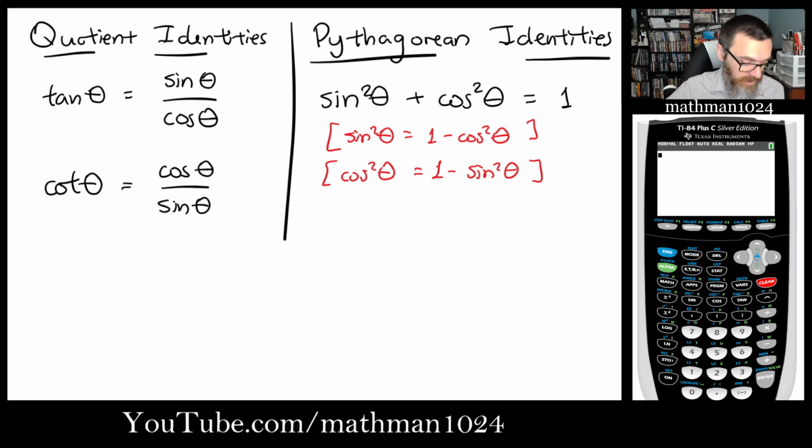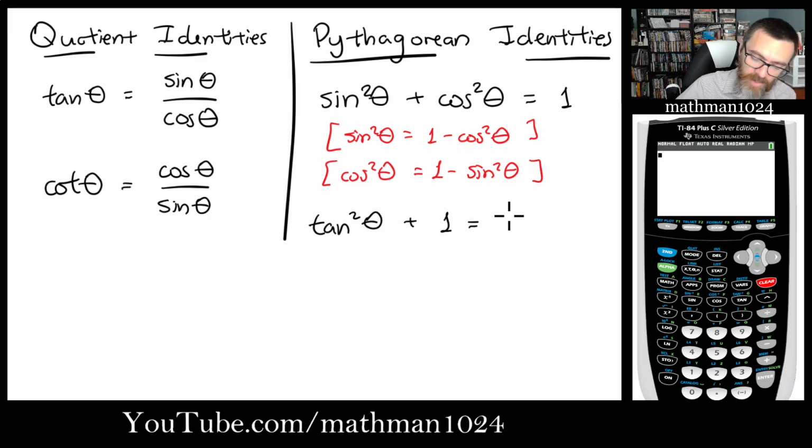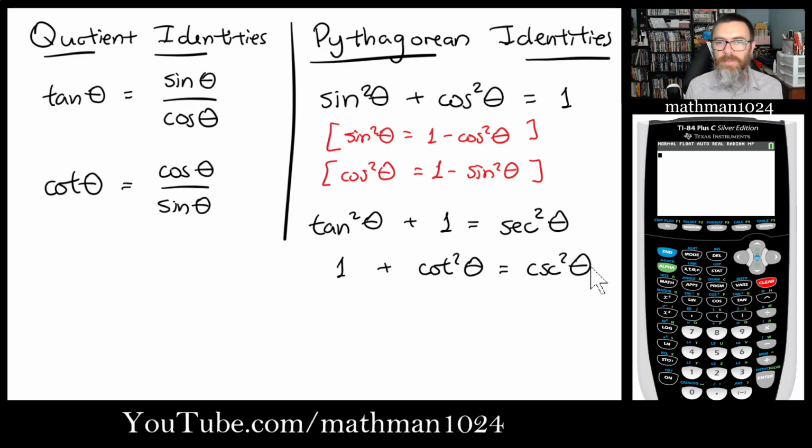The other ones that we see will relate tangent to secant. So tangent squared plus 1 is equal to secant squared, and 1 plus cotangent squared is equal to cosecant squared. Now, I've written tangent squared plus 1. You could say that's 1 plus tangent squared. It doesn't matter because it's a sum.